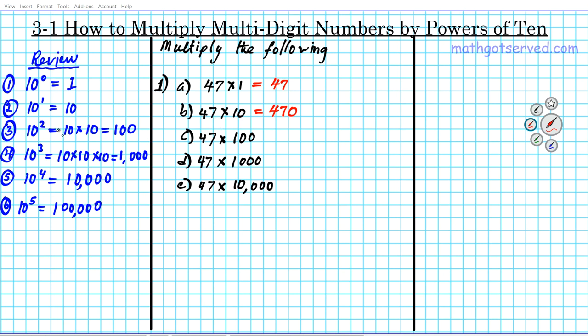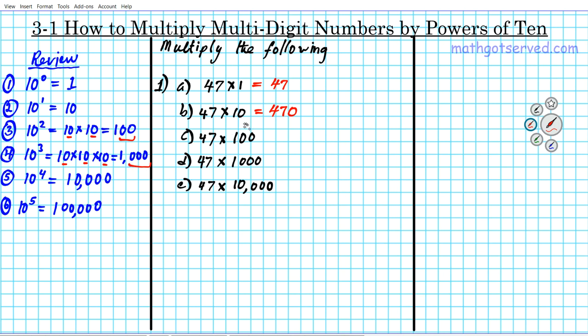Okay, so if you take a look at our review scenario right here, when we multiplied 10 times 10, these two zeros, we just put them next to each other to give you 100. We had 10 times 10 times 10, we had 3 zeros, and the 3 zeros showed up at 1000. 1 times 1 times 1 is just 1.